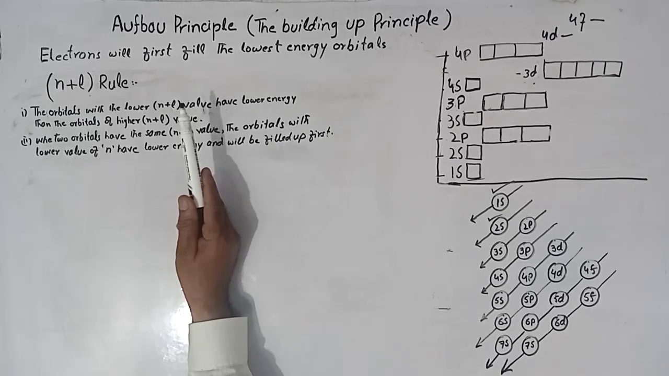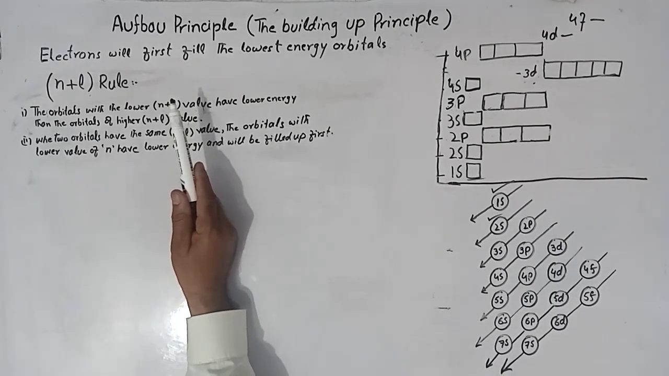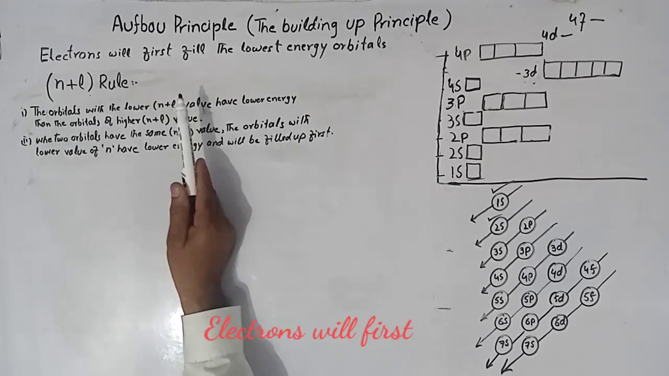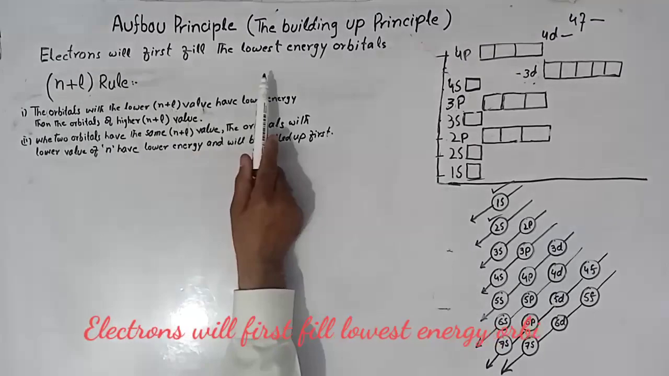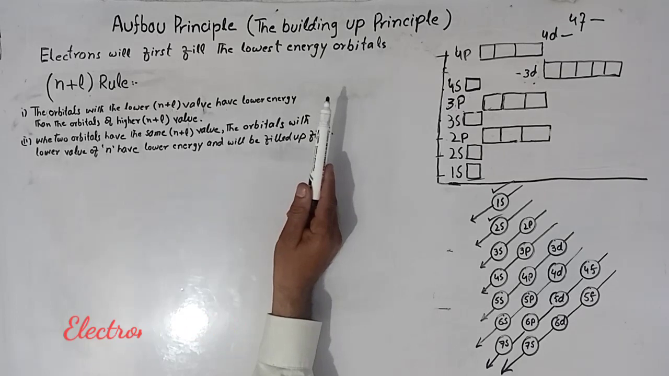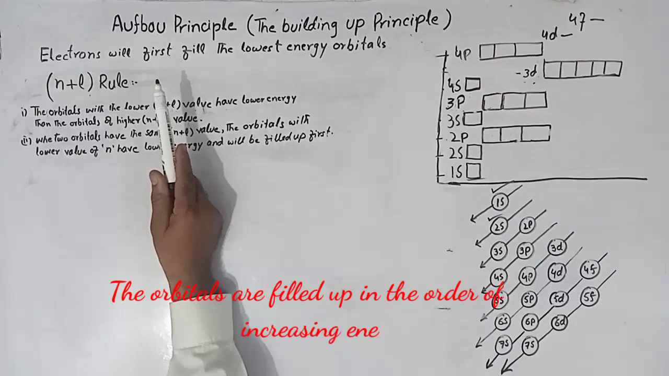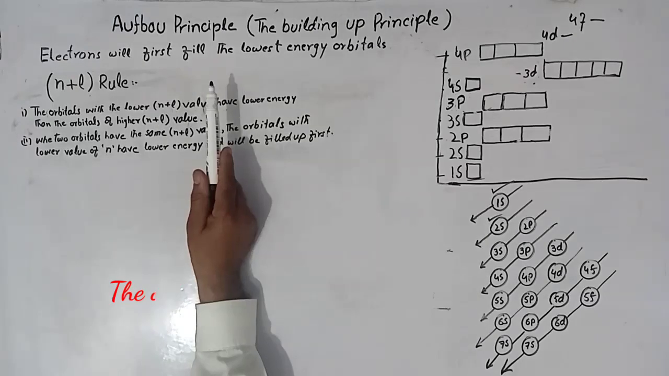Today we will discuss the Aufbau Principle, that is also called the building up principle, because Aufbau is a German expression which means building up or construction. According to the Aufbau Principle, electrons will first build the lowest energy orbital, or you may say the orbitals are built up in the order of increasing energy.